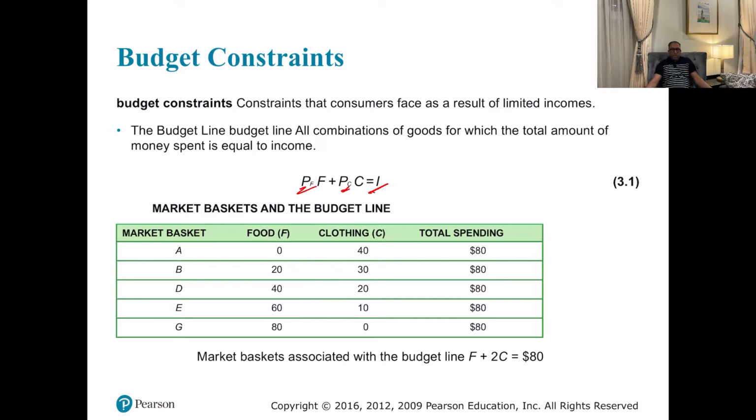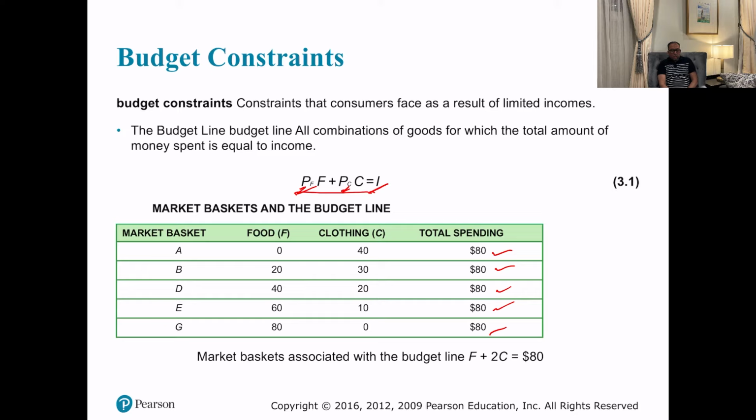In our example, the consumer has $80 to spend between food and clothing, and we see what market baskets are possible with $80: 0 food, 40 clothes; 20 food, 30 clothes; 40 food, 20 clothes; 60 food, 10 clothes; and 80 food, 0 clothes. These combinations are possible, and $80 is the total spending, or total income, available to the consumer.